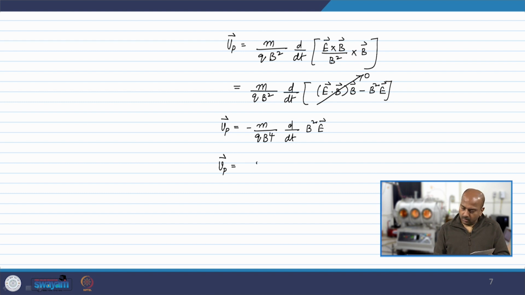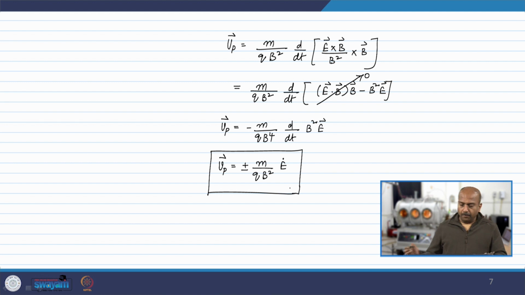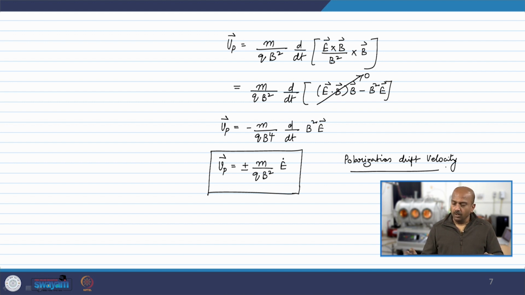Vp is equals to m by qB square times E dot, let us say plus minus. Right. So, this is called as the polarization drift velocity. So, the polarization drift velocity is a consequence of the time variation of the electric field. Right. So, this particular term arises only because of the time dependence of electric field.